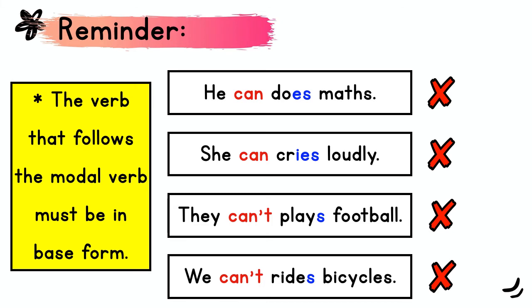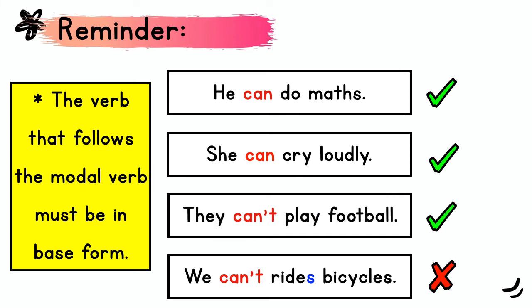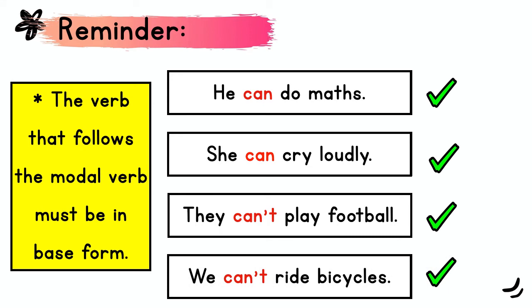So, for the first one, the correct sentence would be he can do maths. Right? Although he is a singular pronoun, the verb after he must be in singular form. But here we have the modal verb, so we can't add es, right? Okay. The correct sentence for the second statement is, she can cry loudly. Kata dasar. They can't play football. And finally, we can't ride bicycles.